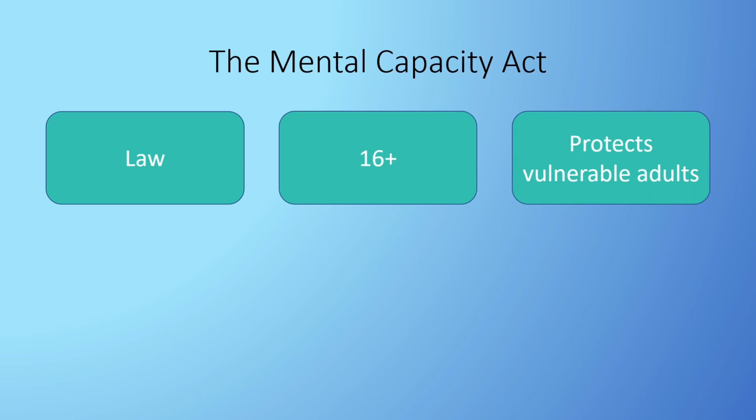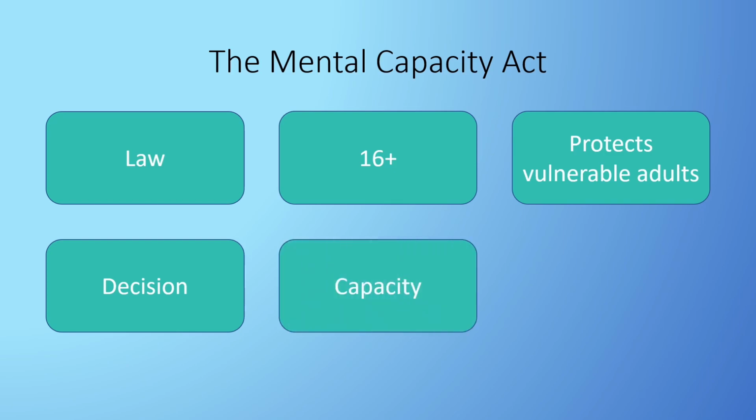There are some words we'll be using lots in this video. These are decision, capacity, and best interest. When we are talking about decisions, this applies to all decisions made from day-to-day choices about what to wear and what to eat to more serious decisions such as where to live or whether or not to have a medical procedure.